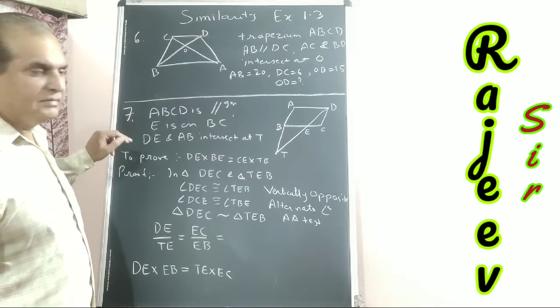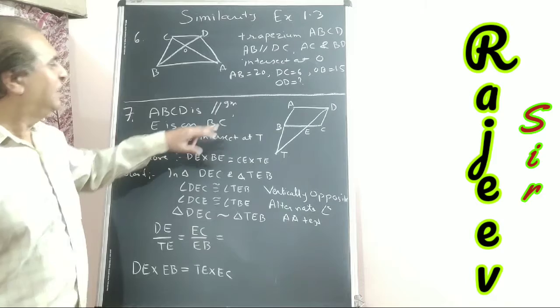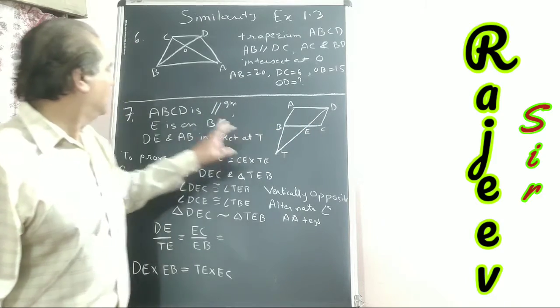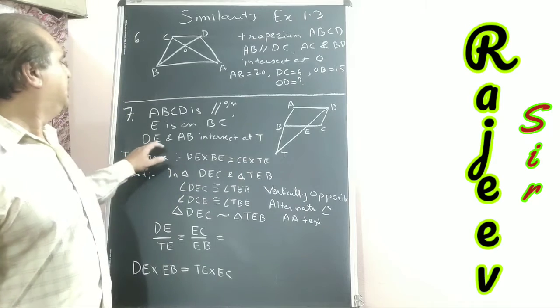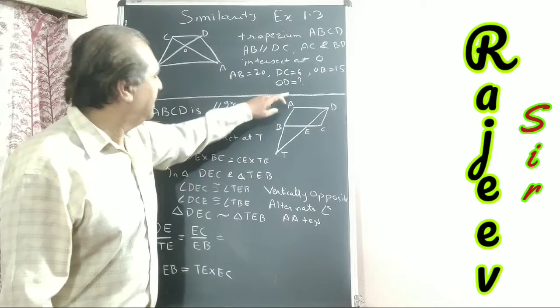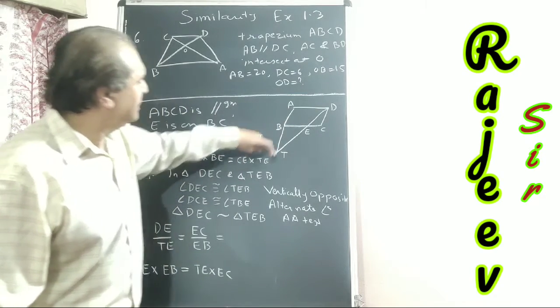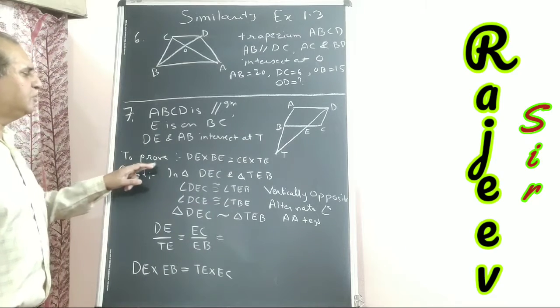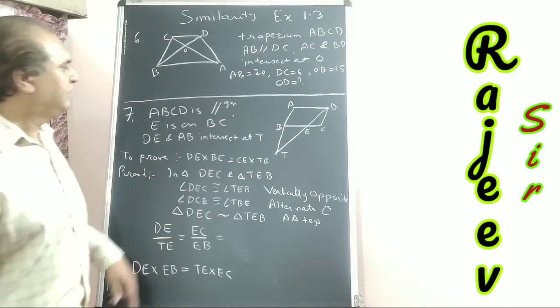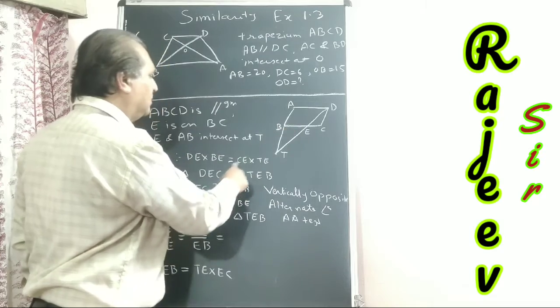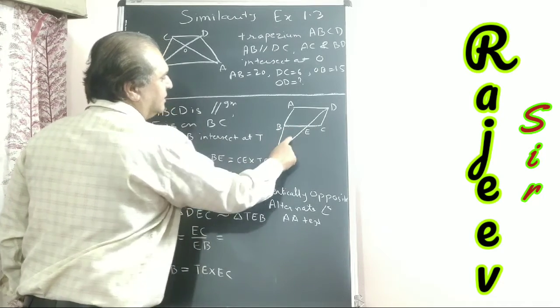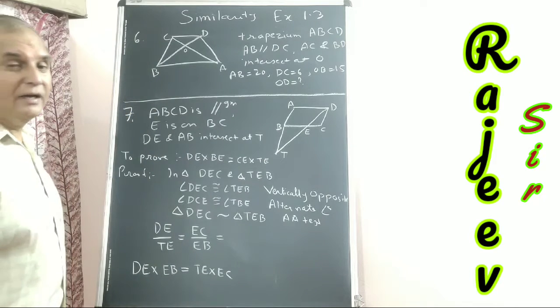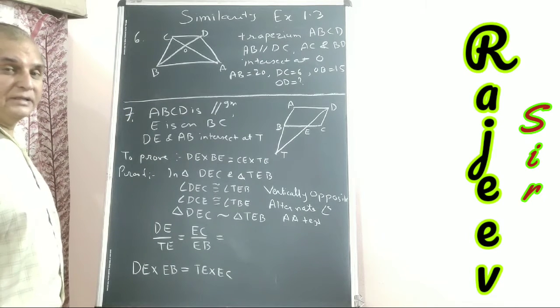Sum 7. ABCD is a parallelogram. E is a point on BC. DE and AB intersect at T. And you have to prove DE into BE equal to CE into TE. So these two triangles you have to prove similar. Then only you can take ratio.